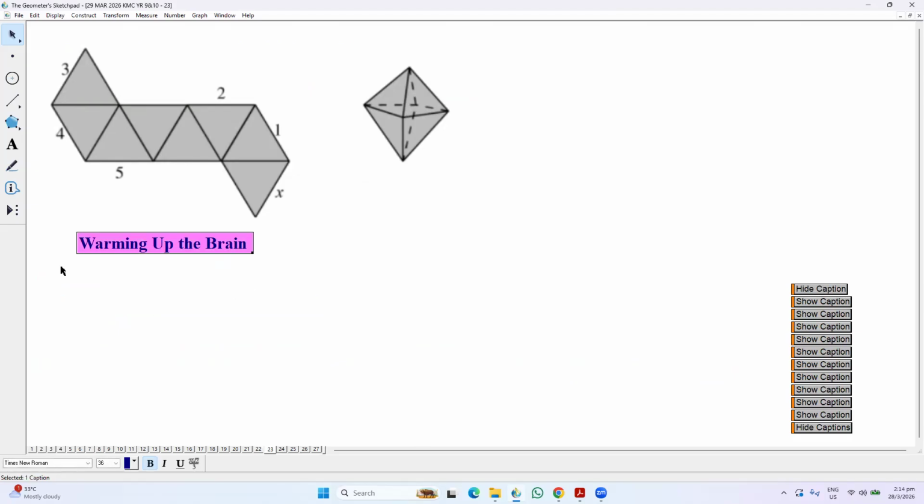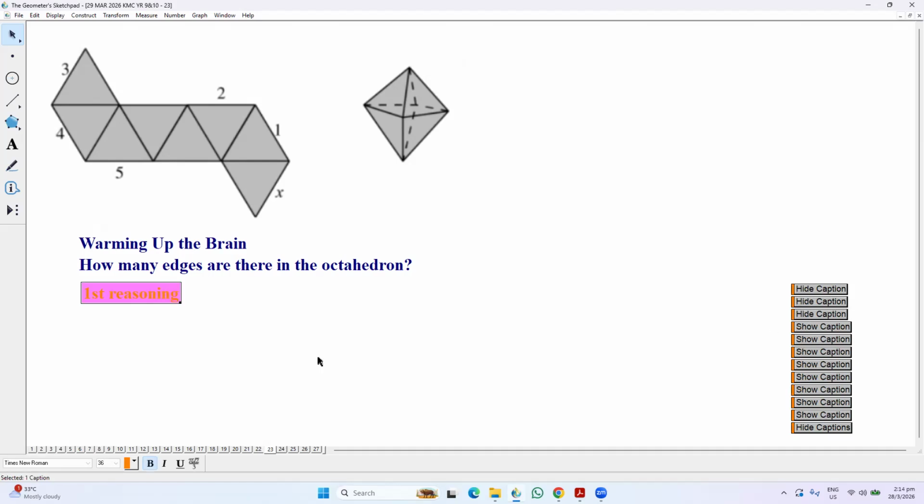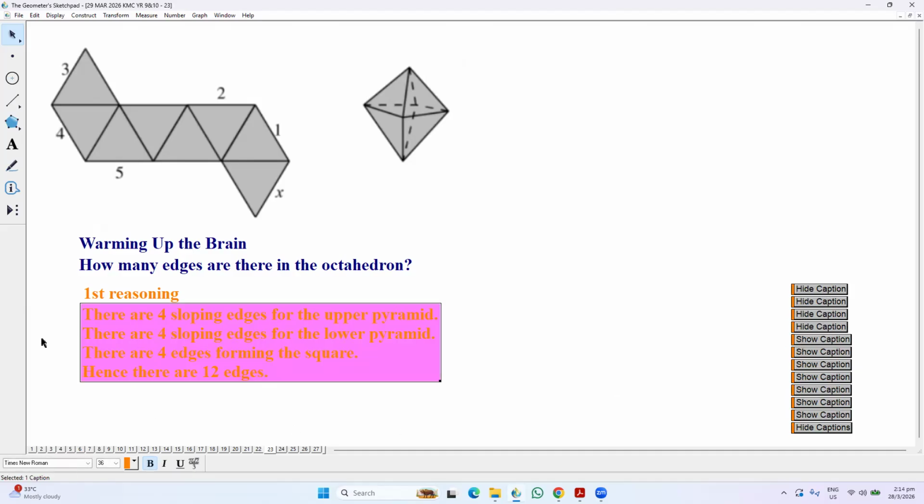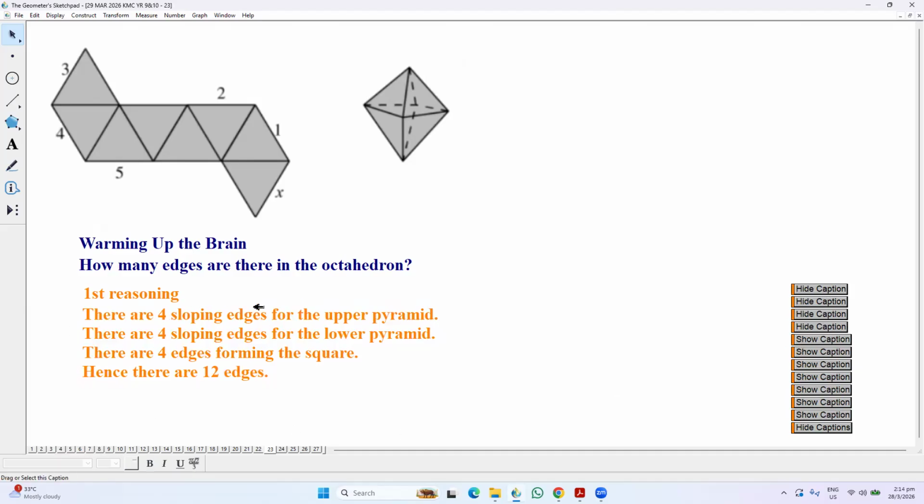Let's do some warming up for the brain. How many edges are there in the octahedron? First reasoning, direct counting. There are 4 sloping edges for the upper pyramid and 4 sloping edges for the lower pyramid. There are also 4 edges forming the square. Hence, there are 12 edges. So we count the edges directly.